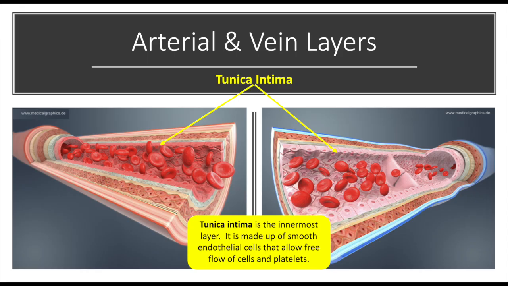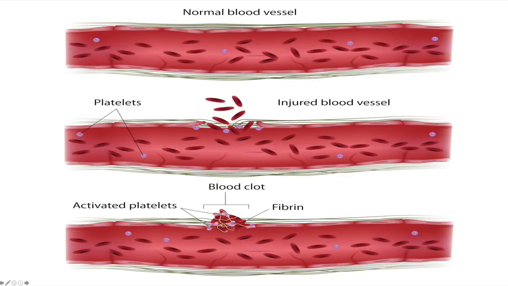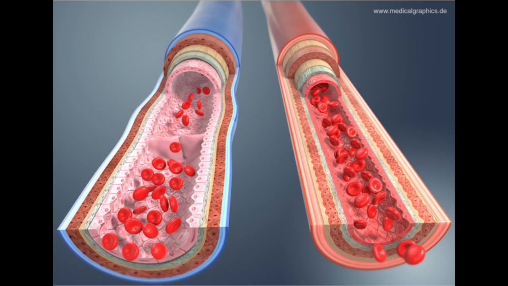And lastly, the tunica intima is the innermost layer. It's made up of smooth endothelial cells that allow free flow of cells and platelets. It's also responsible for the initiation of that clotting cascade. So what's the difference between the structure of an artery and a vein? Well, the arteries have very thick walls to withstand that high pressure, and the veins have thinner walls. Arteries are exposed to the highest pressures of any vessels.